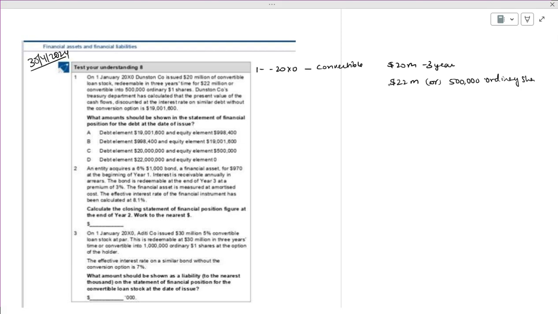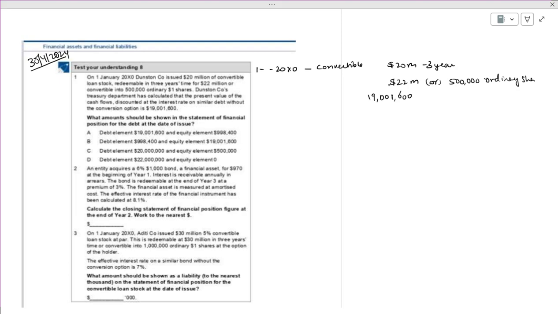Dustin's Treasury Department calculated the present value of the cash flows discounted at the rate of interest of similar debt without conversion. It is how much? 19,001,600. Okay.